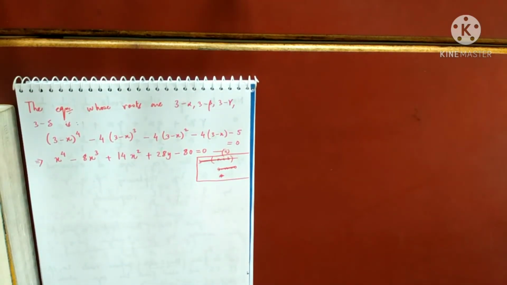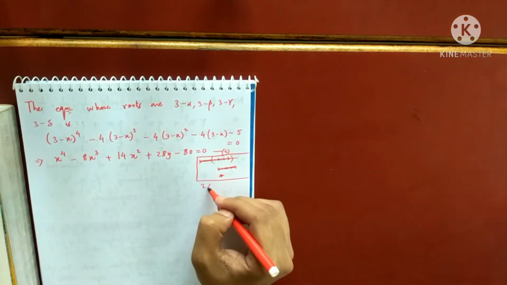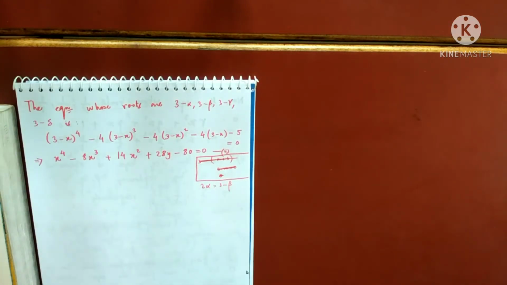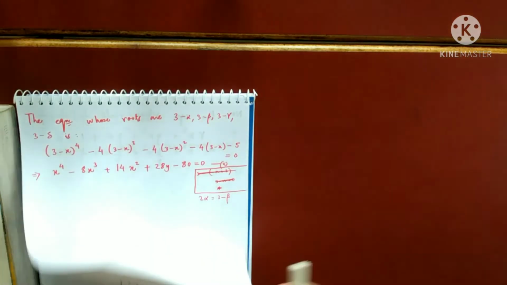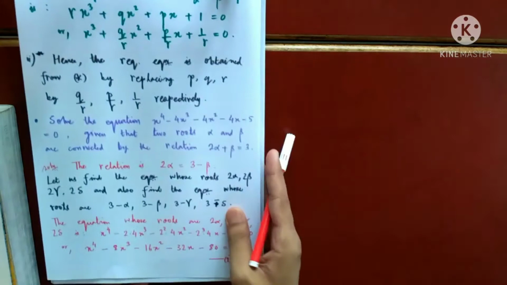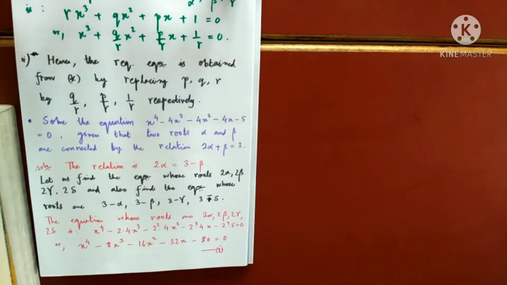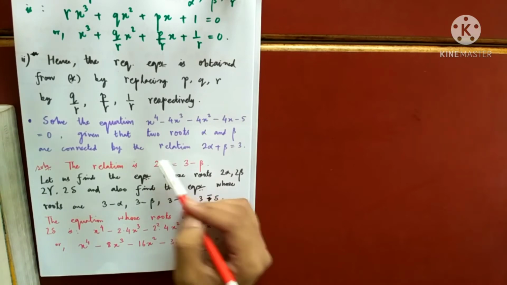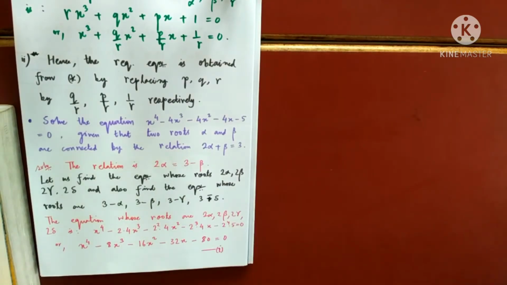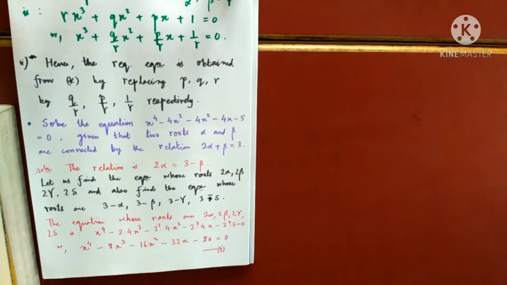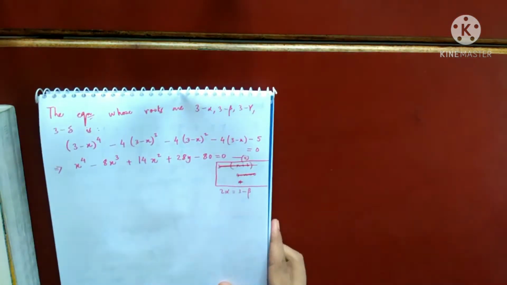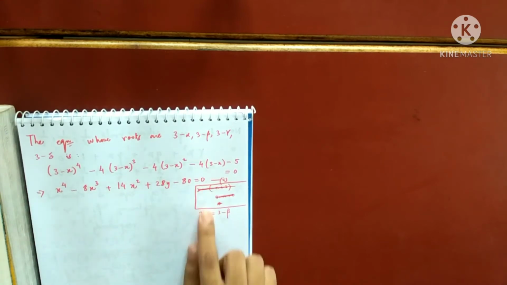Now, you see the relation was 2 alpha equals to 3 minus beta. So in simple words, this equation has a root 3 minus beta, and the previous equation has a root 2 alpha. And according to the given information, 2 alpha is same as 3 minus beta. So this root 2 alpha is same as the root 3 minus beta. That means this equation and this equation, they have a common root.